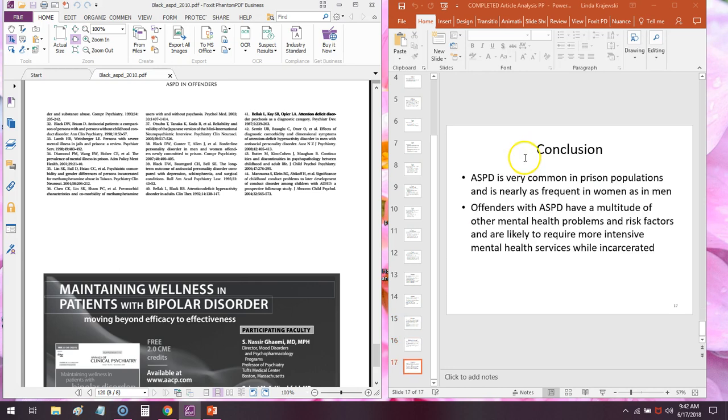Okay. So the conclusion, the overall picture that we have there, how common it is in prison populations, lots of other mental health problems. And so it's really, really crucial that these individuals get mental health services while they're incarcerated, because the principle behind why people are incarcerated is to rehabilitate them. And unfortunately, that's not happening.